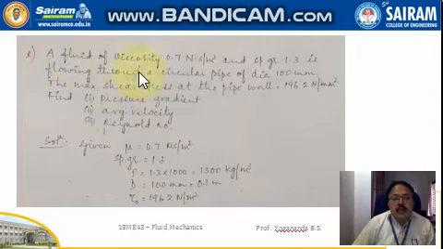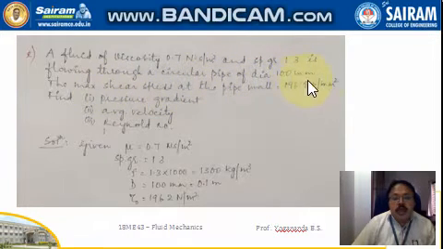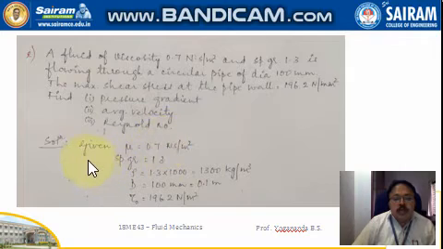Good evening, friends. We have one more problem on laminar flow in a circular pipe. So the statement of the problem is like this: a fluid of viscosity 0.7 Newton second per meter square and specific gravity 1.3 is flowing through a circular pipe of diameter 100 mm. The maximum shear stress at the pipe wall is also given. You are asked to find the pressure gradient, average velocity, and the Reynolds number. So here the solution will be going like this.